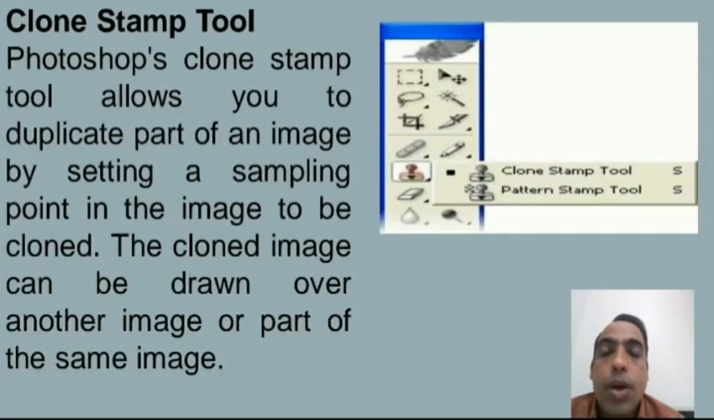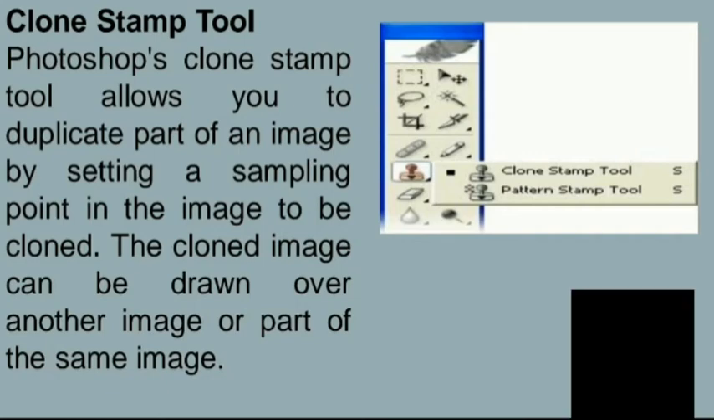Clone stamp tool. Photoshop's clone stamp tool allows you to duplicate the part of image by setting a sampling point in the image to be cloned. The cloned image can be drawn over another image or part of the same image. Now you can see the diagram of clone stamp tool.